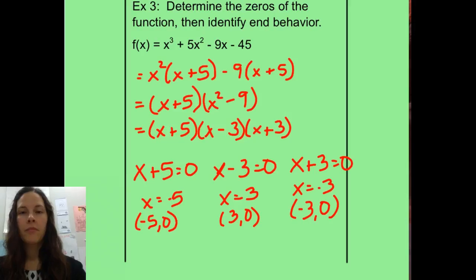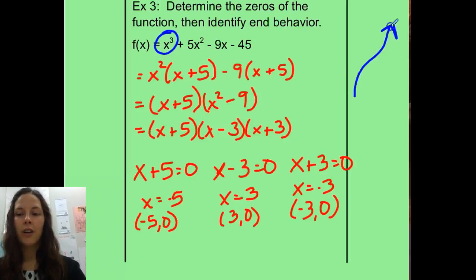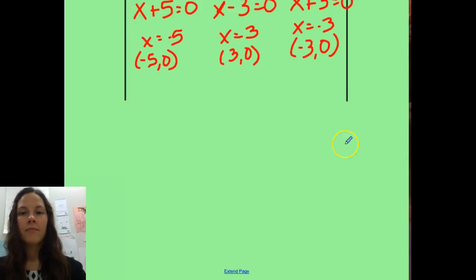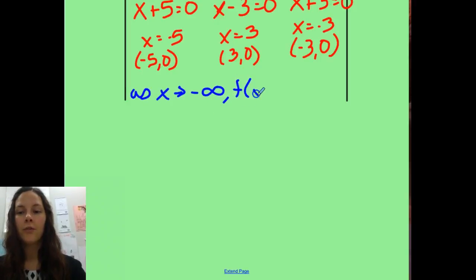We were also asked to identify end behaviors, so we're going to look at the term with the highest power. It is a cubic function, so that's a snake. It has a positive leading coefficient, which means it will rise to the right. Our end behavior would be as x approaches negative infinity, as it's going off to the left, the function is also falling or approaching negative infinity.